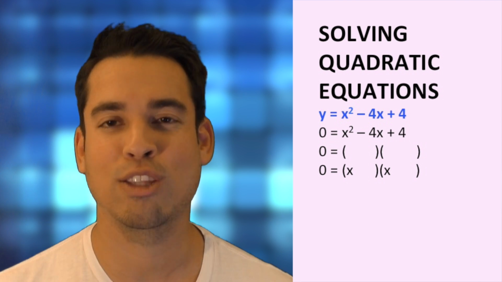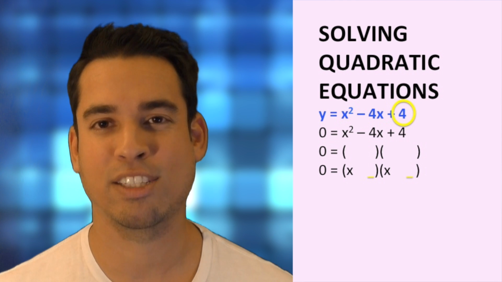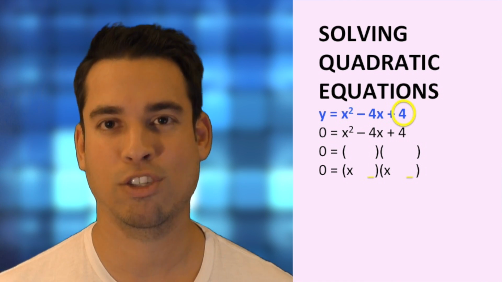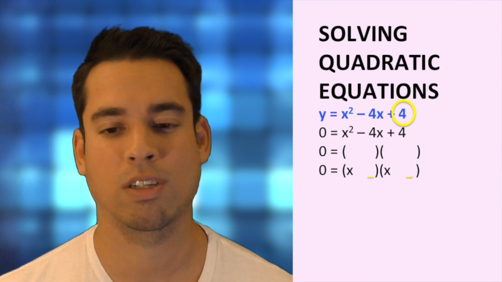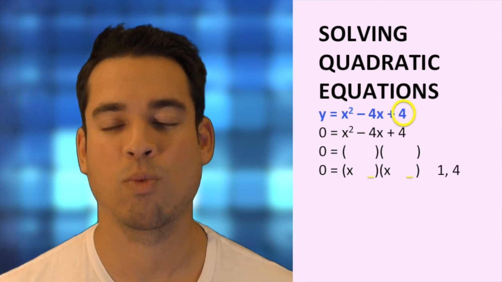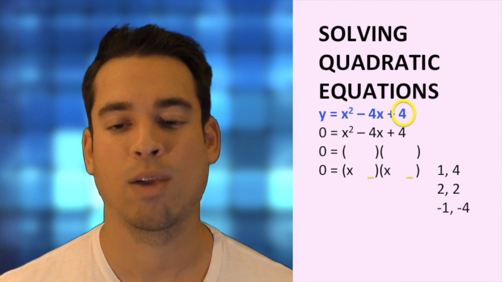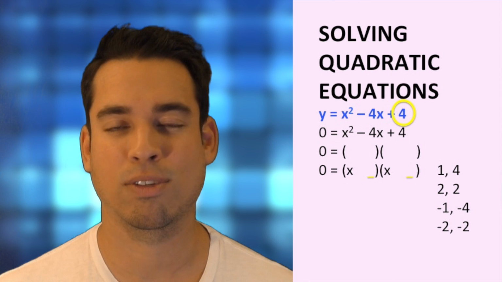Okay, now we've got to figure out what goes in the second 2 spots of these parentheses, and to figure that out, we just look at the last number. And so the last number in this case is 4. So we think, what 2 numbers multiply against each other give us 4? Well, there's a few different options. We have 1 and 4, we have 2 and 2, we have -1 and -4, and we have -2 and -2.